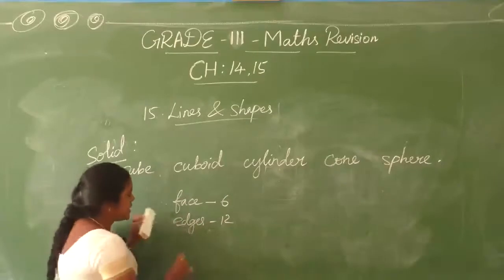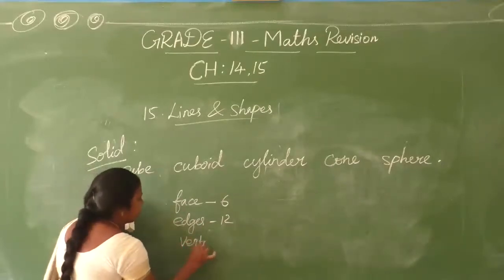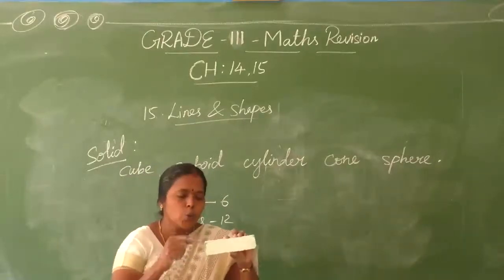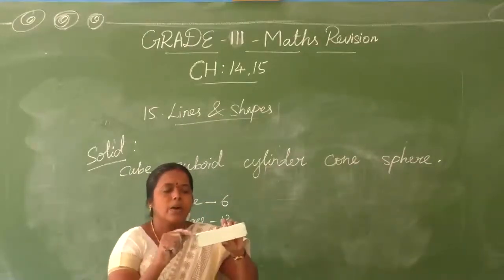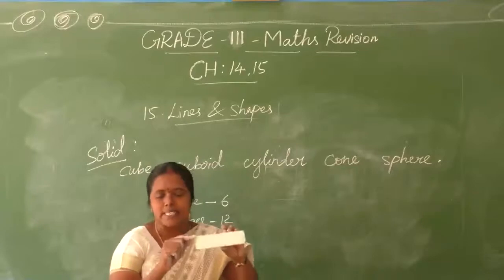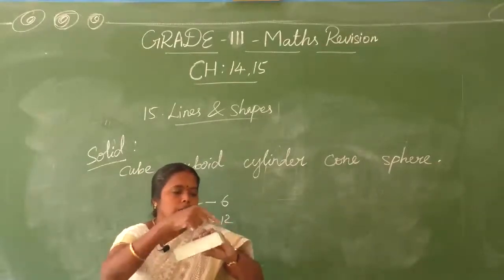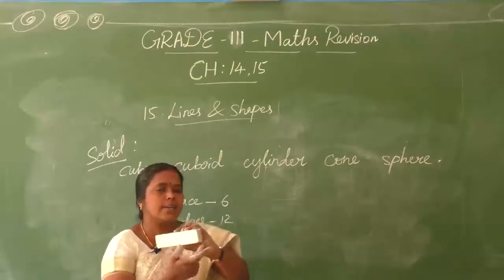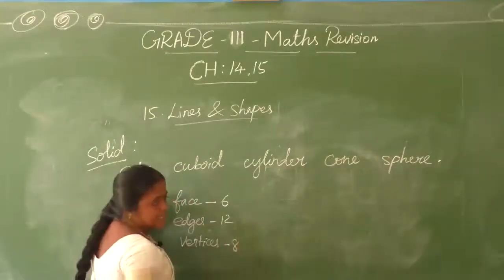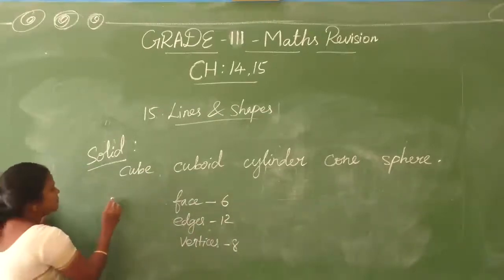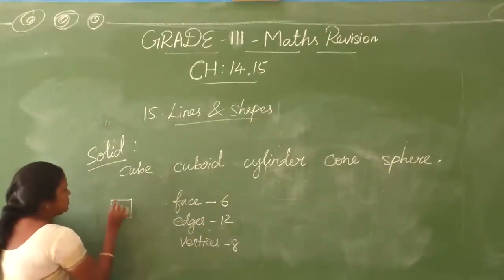How many vertices? Vertices are nothing but corners. 2 edges are connecting at a corner. That is called a vertex. Vertices is the plural. 1, 2, 3, 4, 5, 6, 7, 8. 8 vertices. Understood, children?